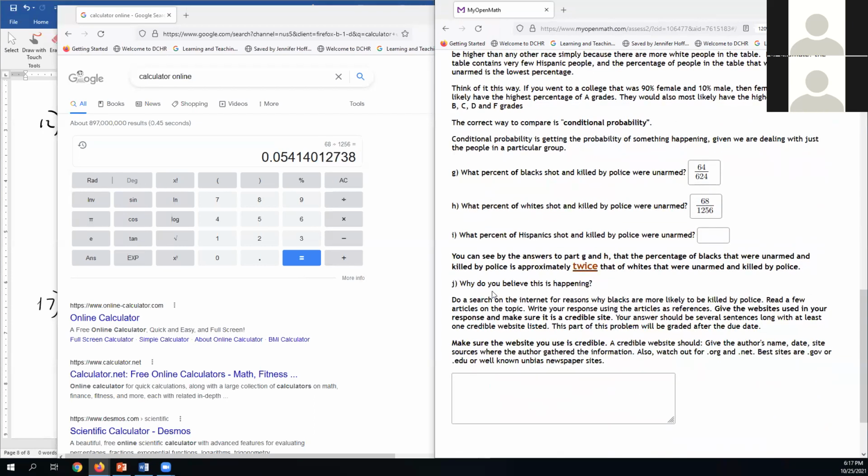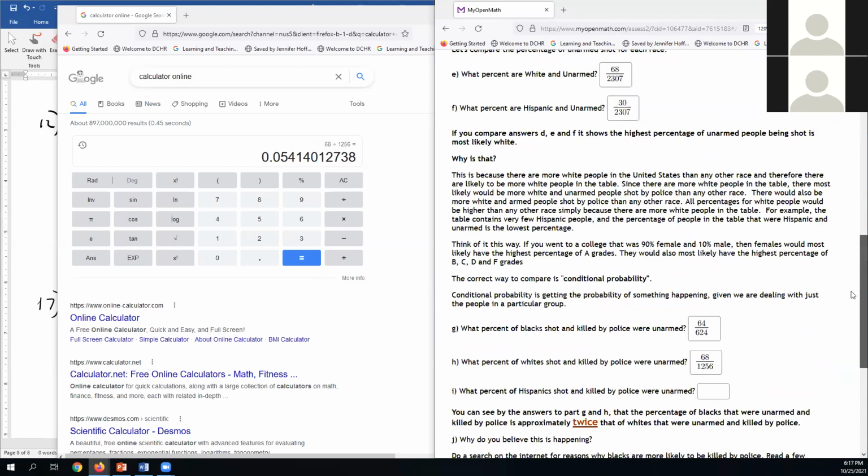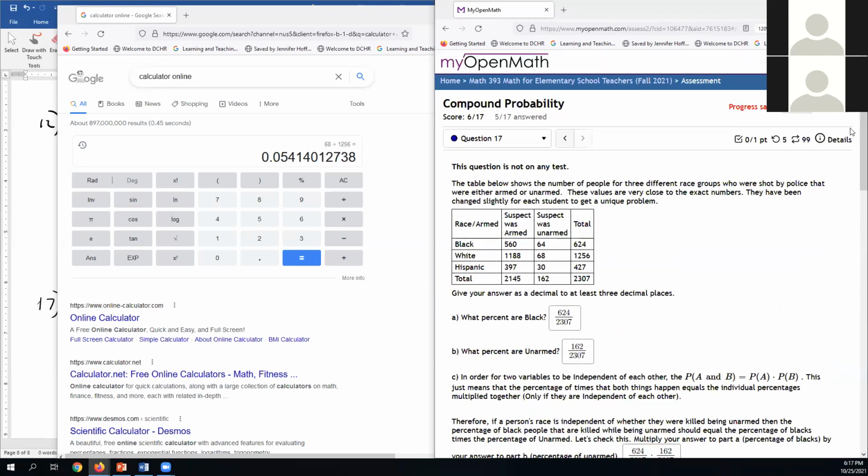And then you're supposed to say in here, why do you believe this is happening? So on this part, you do a little search on the internet for reasons why blacks are more likely to be killed by police. And I think you probably know of some reasons, but I kind of wanted you to cite a credible site on this, and just read this and you can see what you're supposed to put in there. Like, go to a site that talks about this issue and put a little bit of information in there about that.